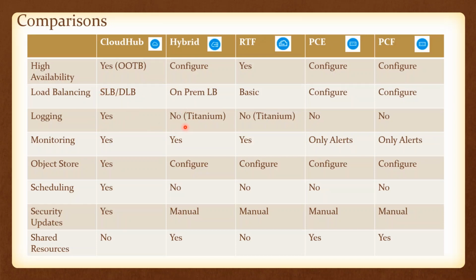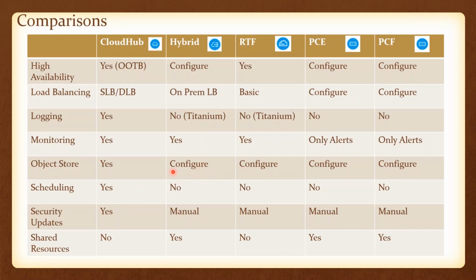Logging, no, you do not get logging. You cannot see the logs on Control Plane unless and until you get a Titanium subscription. Monitoring, yes, it is available. But again, if you want detailed monitoring like heap space consumption, metaspace consumption, and all those details, along with visualizers, you need to get a Titanium subscription.